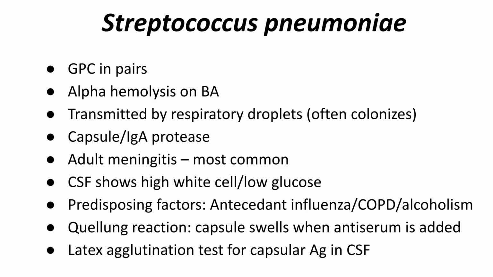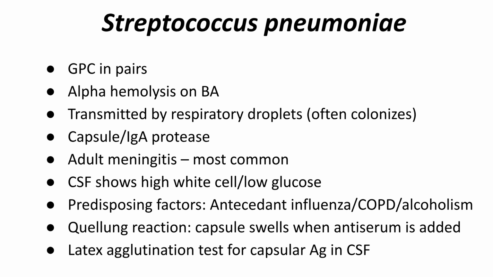Its main virulence factors are its protective capsule and an IgA protease that breaks down one of our key mucosal antibodies. The case's lung crepitations suggest it likely started as a pneumonia before crossing the blood-brain barrier. Conditions like a recent flu infection, COPD, or alcoholism are common predisposing factors.